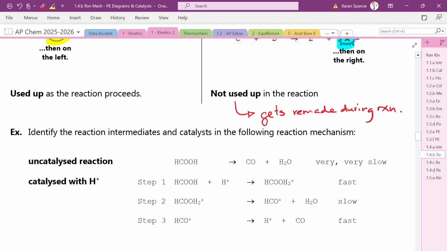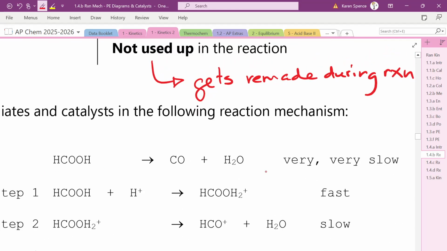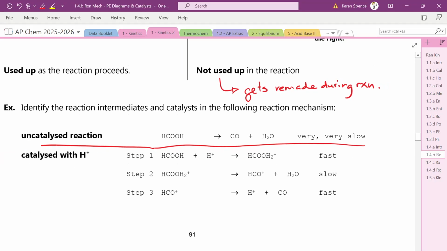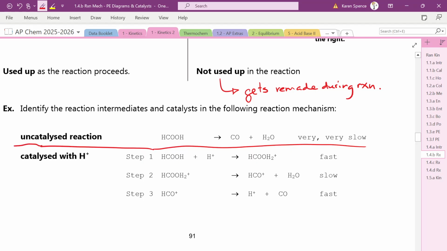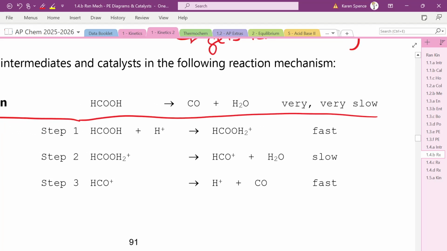So let's just take a quick look at an uncatalyzed reaction. We have our uncatalyzed reaction, which is very, very slow. And in this particular case, we have our catalyzed reaction here. What I would like you to do is, using boxes and circles or underlines to keep each one straight, identify the reaction intermediates and any catalysts in this reaction mechanism.